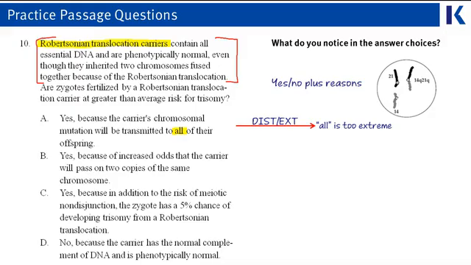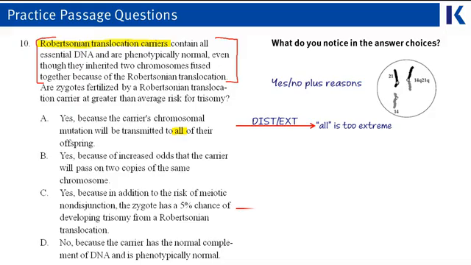B is hard to argue against. If it were to lead to trisomy, then that would be a very logical reason why. C is tempting because the passage mentioned 5% of trisomy cases. It must be correct then. No. We're not going to fall for that trap.